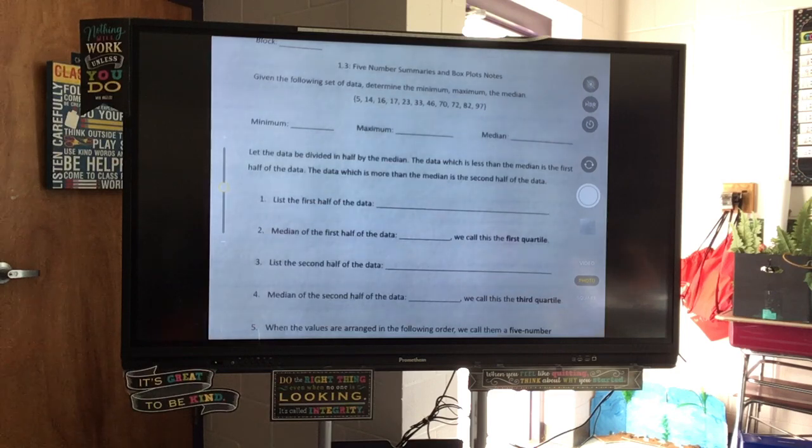Gabby? Right, so it has to be in order from least to greatest. So looking at our numbers, give me a thumbs up if you feel like, yep, it's in order least to greatest. Look at your numbers.